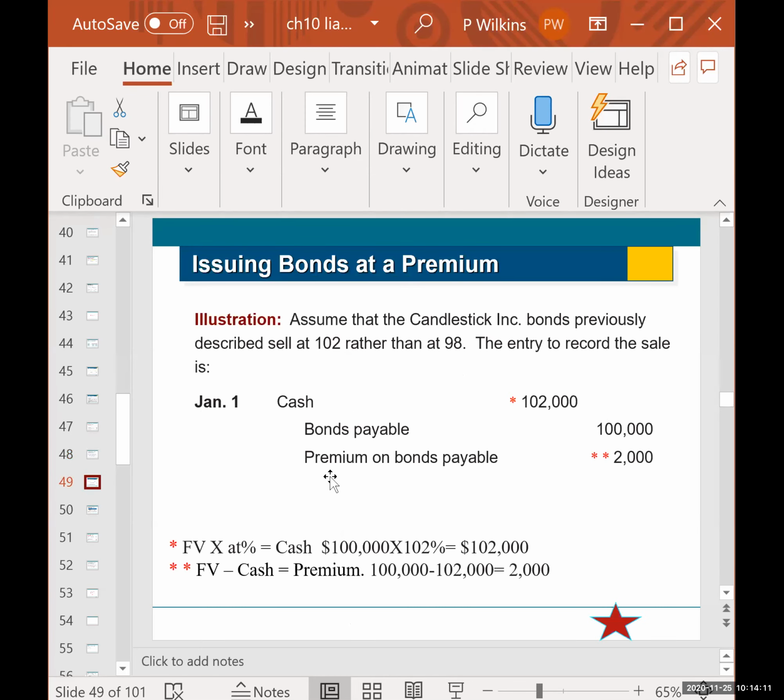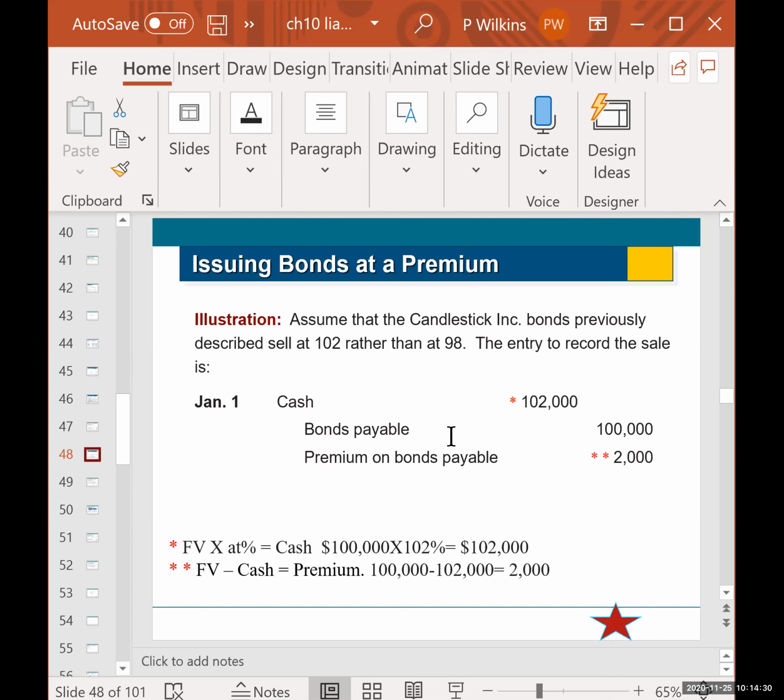So here's an example. Assume that Candlestick Incorporated's bonds previously described sell at 102. Oh, we haven't got to the amortization yet. Okay, we'll get to that in a second. We're going to look at premium first. I just realized these slides are kind of in a weird order. I'm going to move that one there.